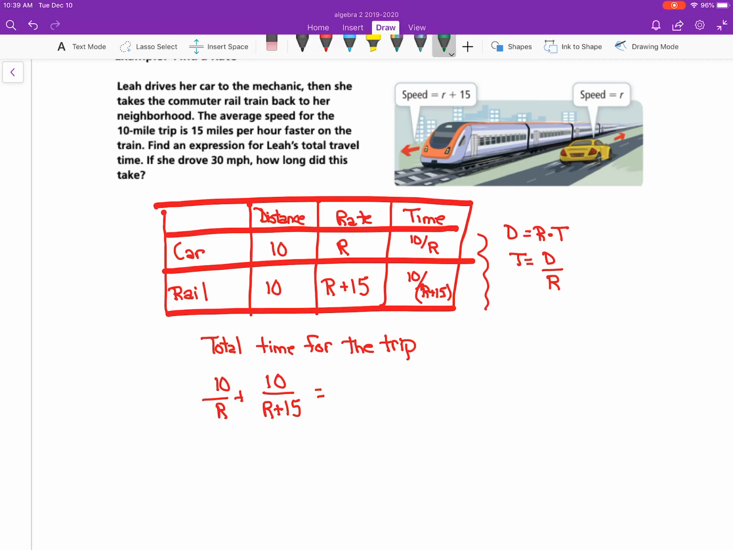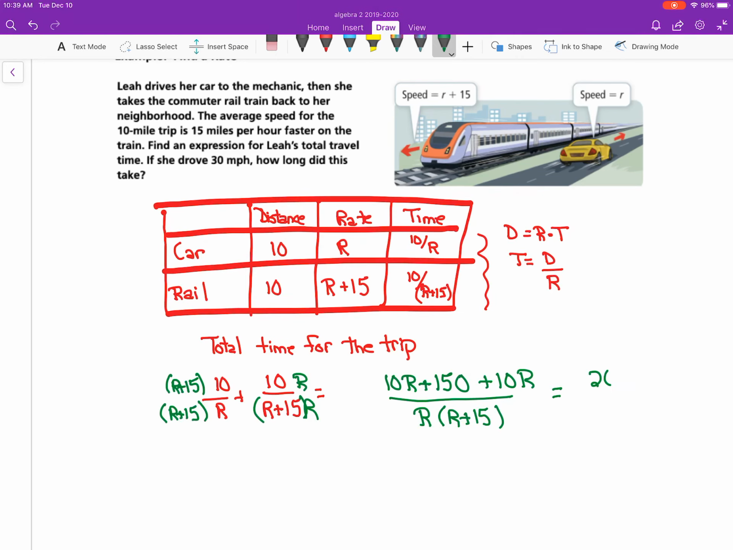So getting a common denominator, this side gets an R plus 15. This side just gets an R and an R. So you end up with 10R plus 150 plus 10R all over R times R plus 15. Simplifying that, you get 20R plus 150 over R times R plus 15.